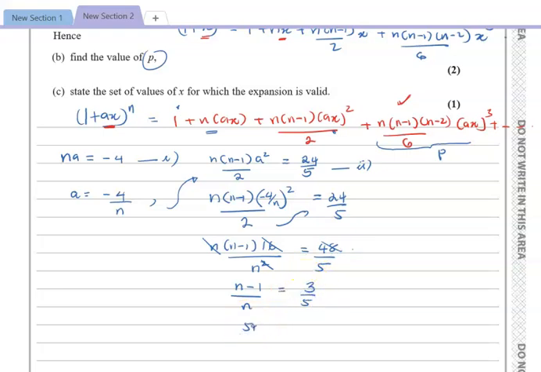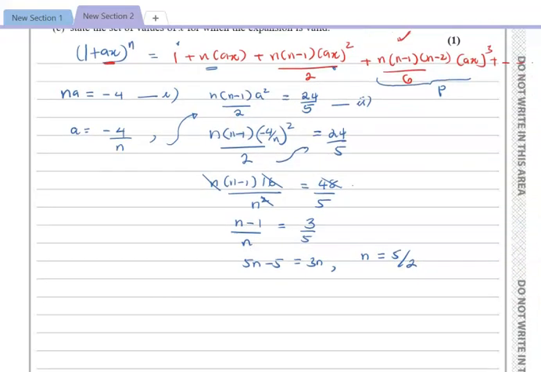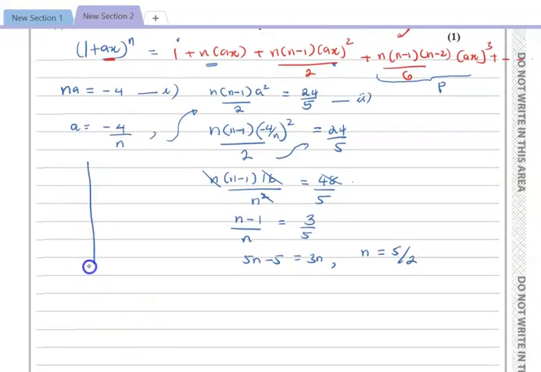Cross multiply, so you have 5n minus 5 equal to 3n. From here, you can say that n is equal to 5 over 2. So n is 5 over 2. From there, you can find the value of a. You know that the value of a is negative 4 over n. That means your a is negative 4 divided by 5 over 2. You can do the quick math here: keep, change, flip. So your a is equal to negative 8 over 5.